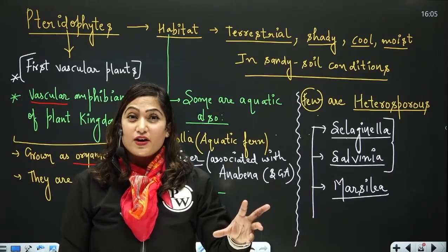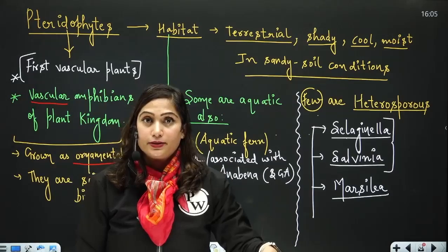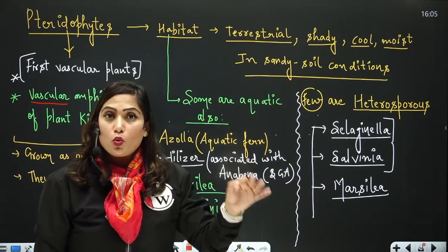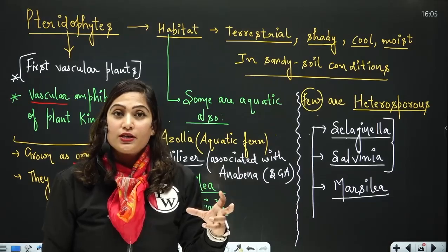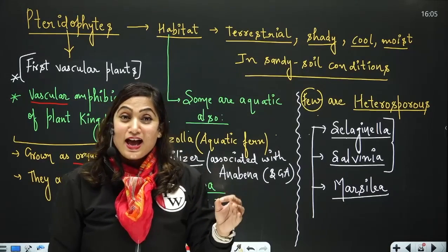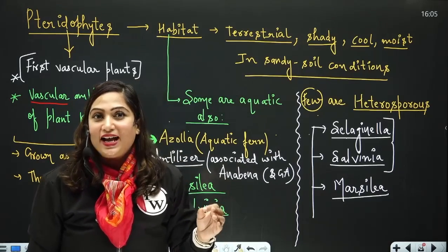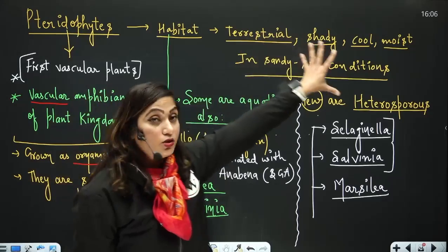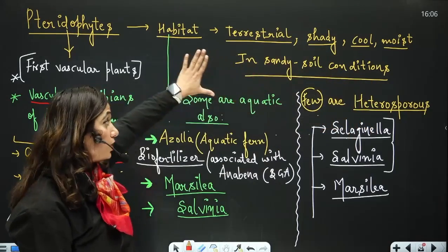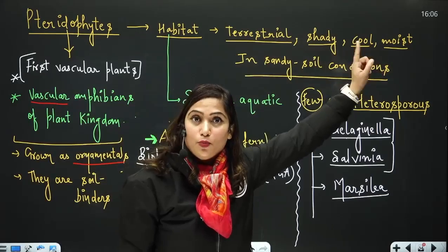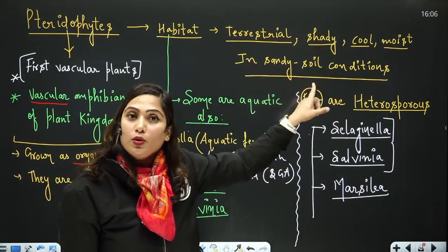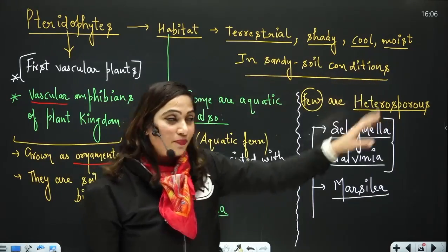No, pteridophytes are very rare to find. Okay, so they are found in cool areas and damp areas where the moisture should be high, because they need water for fertilization, and they can even grow in sandy soil conditions. These are all the important requirements for their growth: shady area, cool area, damp, moist area, and they can even grow in sandy soil conditions.